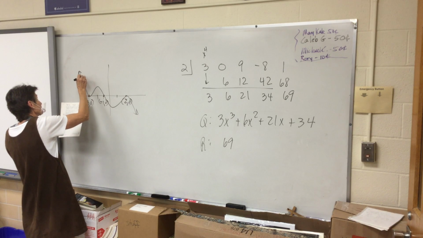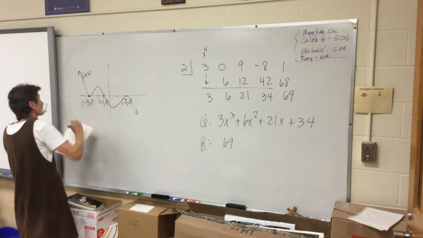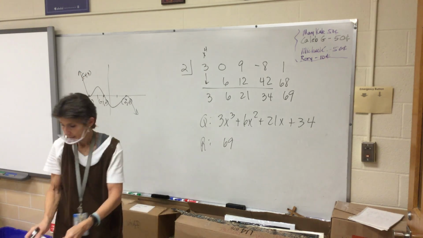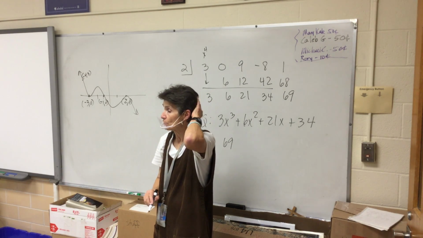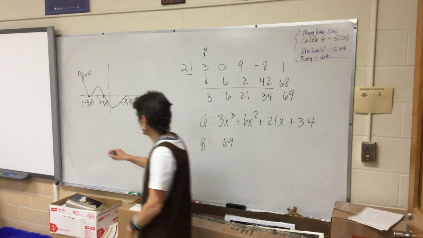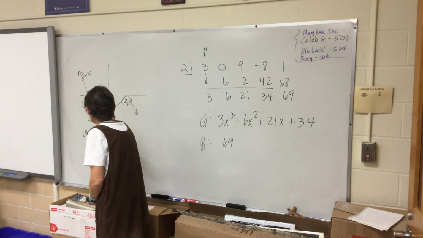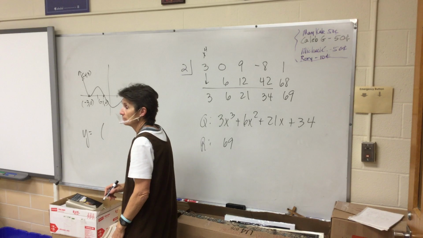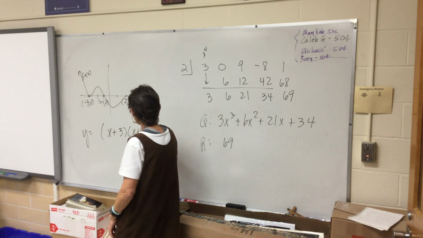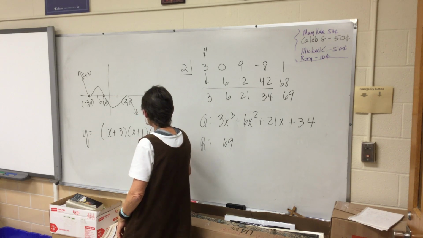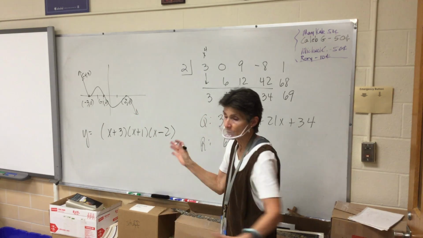And we got okay. All right, so start with the intercepts, right? Because the intercepts give you the factors. So what do I know my factors are? x plus 3, x plus 1, x minus 2. So that's step 1. I'm starting with that.